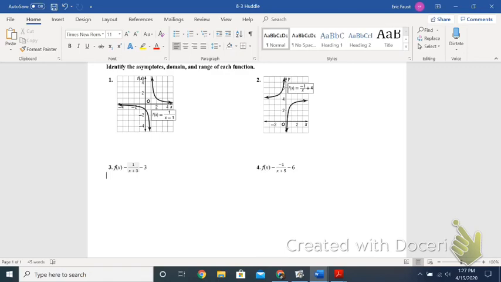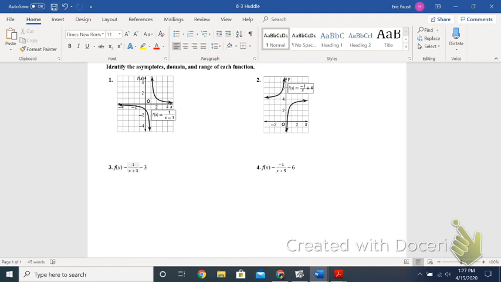Once I find them. Okay, here they are. All right. Number 1, vertical asymptote, x equals 1. Horizontal asymptote, y equals 0. Domain, x not equal to 1. Range, y not equal to 0. Number 2, vertical asymptote, x equals 0. Horizontal asymptote, y equals 4. Domain, x not equal to 0. Range, y not equal to 4.